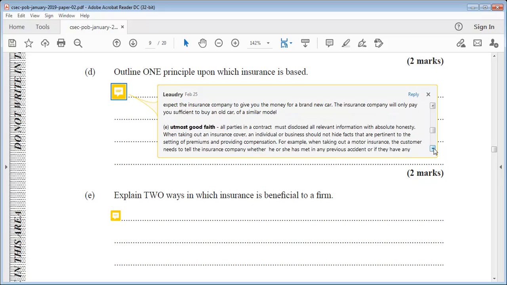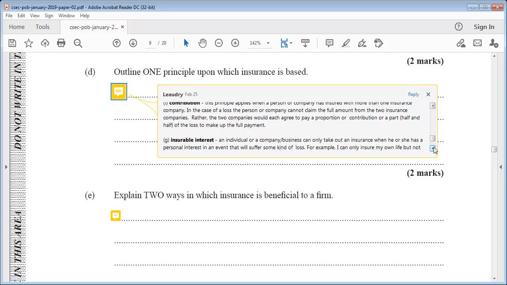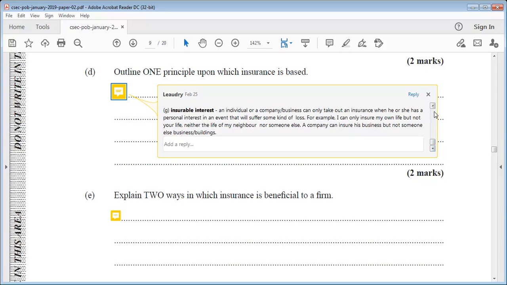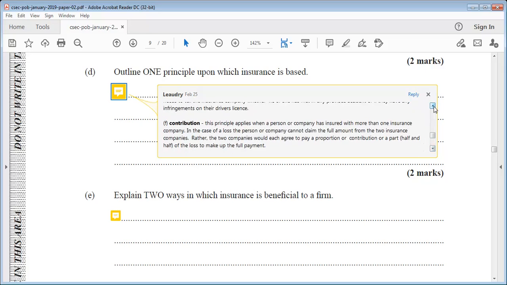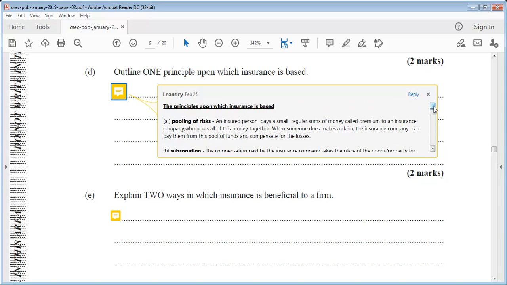5, utmost good faith. 6, contribution. 7, insurable interest. So we've listed 7 principles. And in outlining now, you would give a little explanation. For example, pooling of risk. This is an insured person.